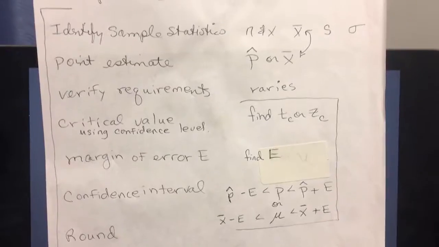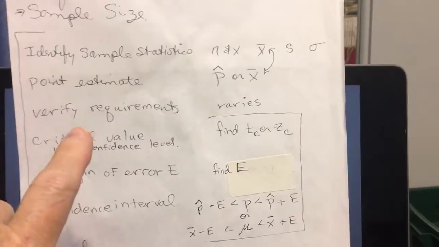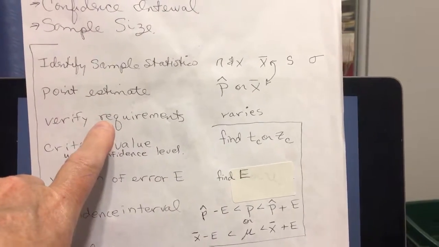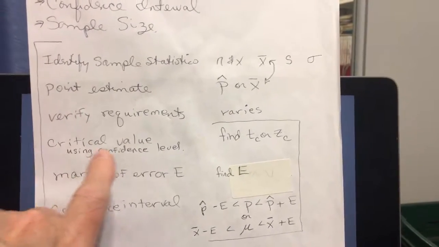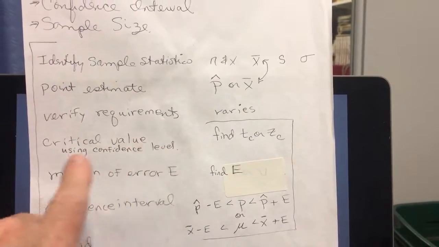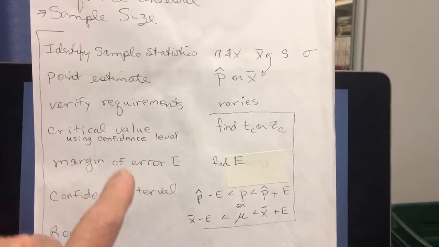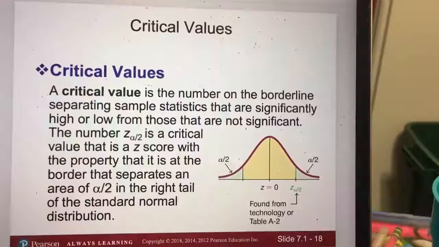Let's figure out how to do that now. Going back to this list that I made you, we've talked about the point estimate. We're going to talk about the requirements shortly, but now we're going to talk about this critical value. Using the confidence level that we want, how do we find this critical value that's part of developing this confidence interval? That's what we're doing next.